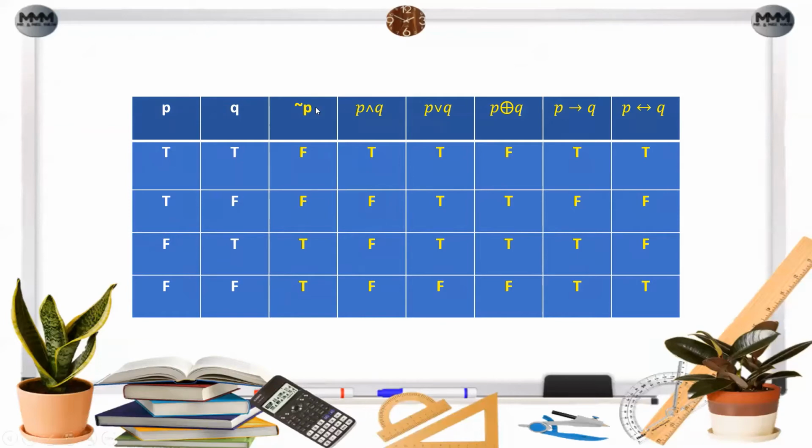So this is for not P when we have here given truth values of the proposition. We have P and Q for conjunction. This is P or Q for disjunction. So this is the notation for exclusive or. Then this is for implication or conditional. And then the last column is for biconditional.